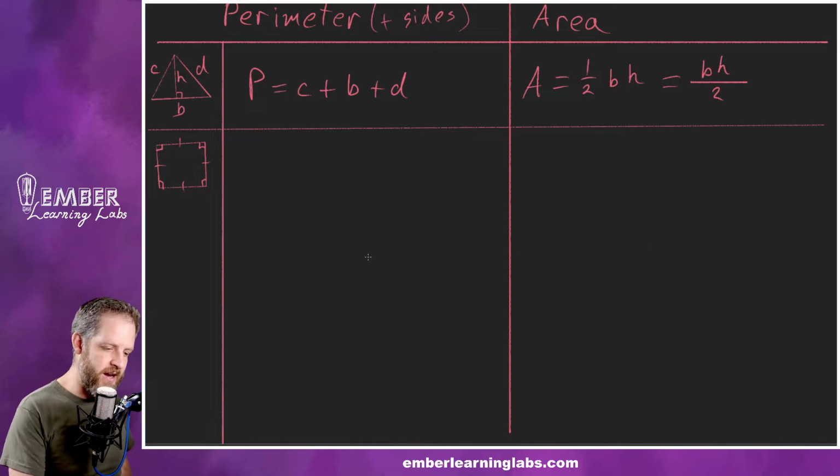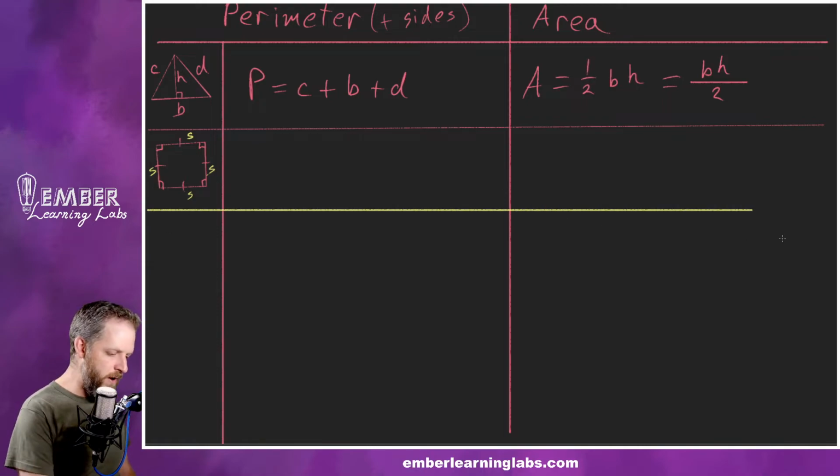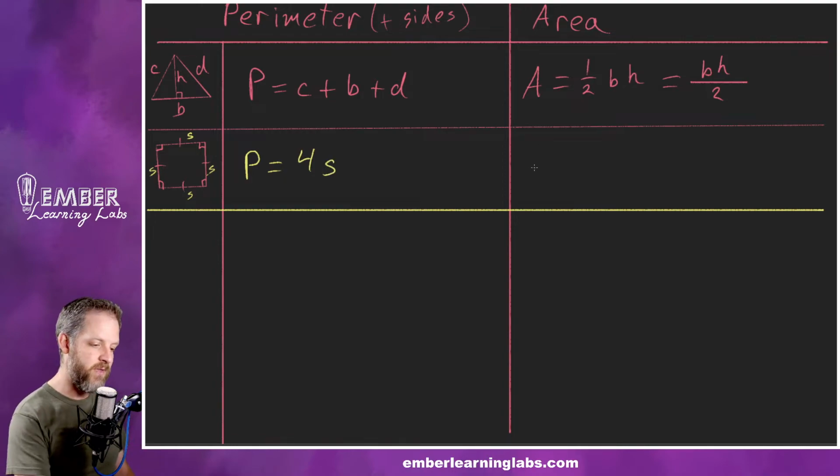I'm going to change colors here, so we keep it kind of organized. All the sides are the same length. So in this case, we'll say S, S, S. To find the perimeter of the square, this is kind of fun because it has 4 of the same thing. So we would multiply 4 times S for a square, right?